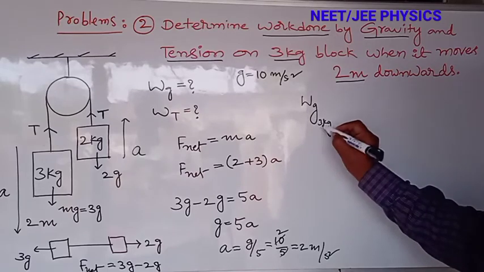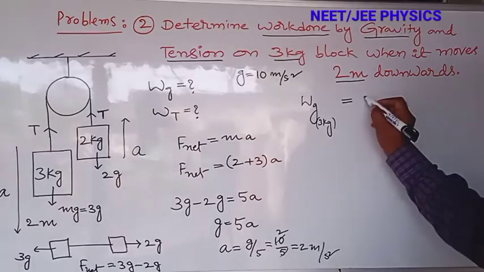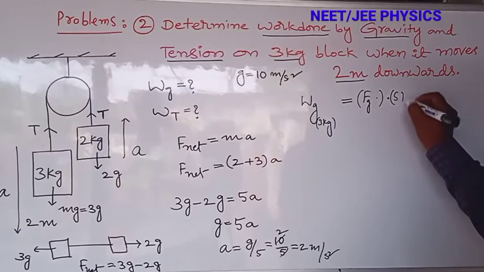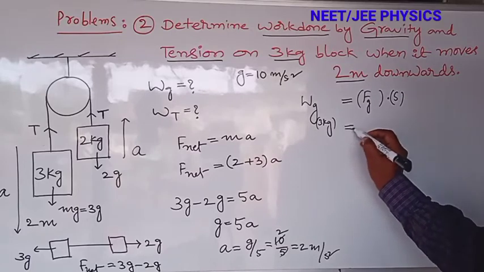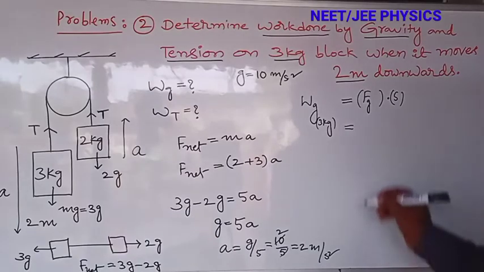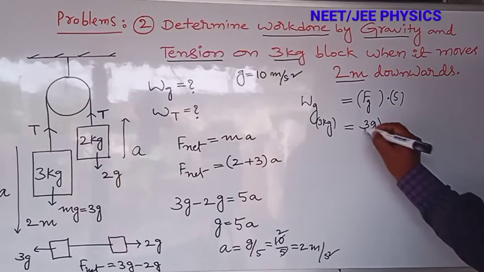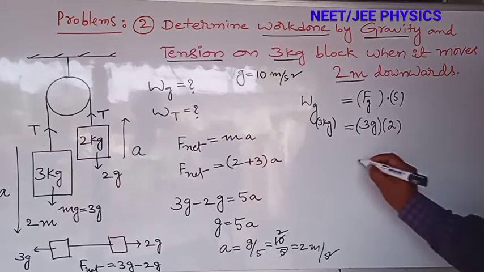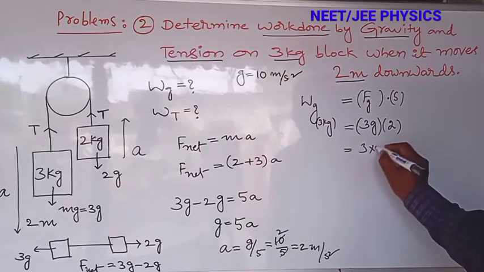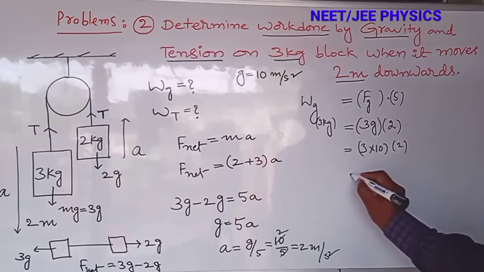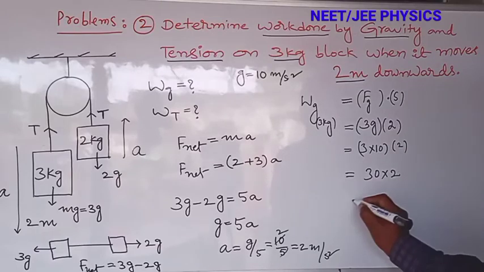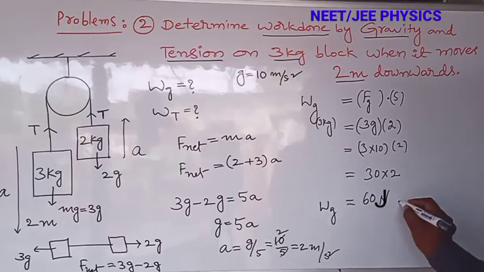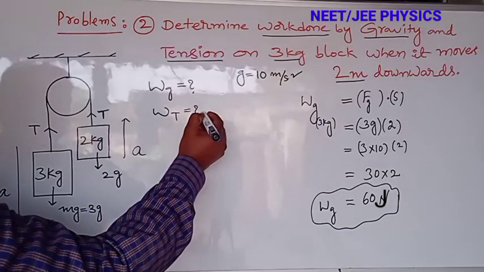Work done by gravity on the 3 kg block. On the 3 kg block, what can we write here? Fg into S. How much gravitational force is acting on the 3 kg block? Here mg is acting, the gravitational force. Mg means 30 newton. 3g into S, 2 meter. Here 3g means 3 into 10, into 2, that is 30 into 2, 60 joule. This is the work done by gravity on the 3 kg block.